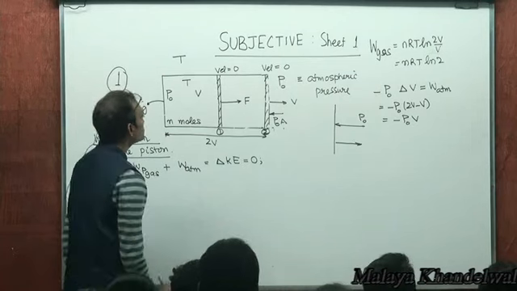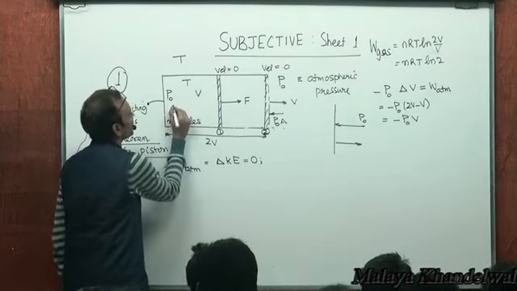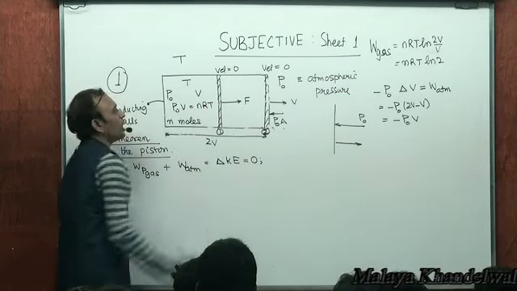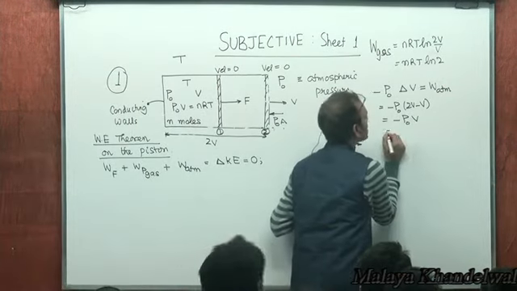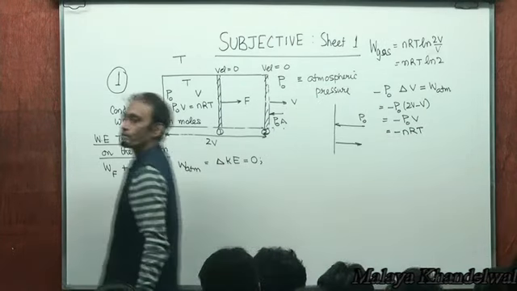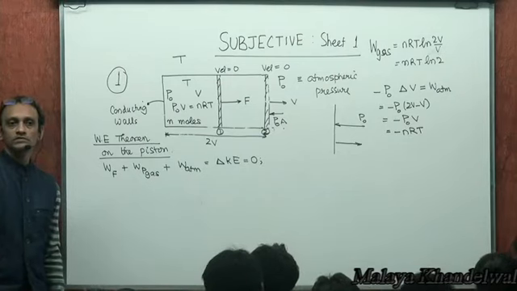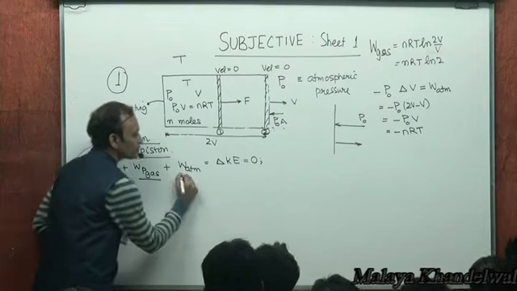But look at this initial state. P naught into V must be nRT, yes or no? P naught into V is nRT, right? So this minus P naught V is like minus nRT, right? Sounds all right? Therefore, this we know, this we know.